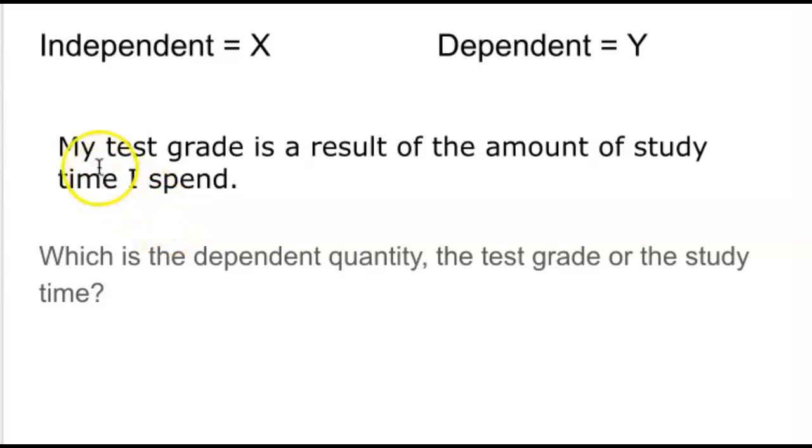Okay, in this last scenario, it says my test grade is a result of the amount of time, study time I spend. So which is the dependent quantity? Is it the test grade or is it the study time? Go ahead and answer that for me, please.